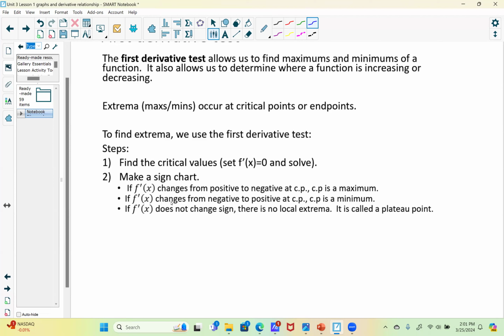And then that sign chart is going to help us see where the derivative is positive and where it's negative. And then we know that if our derivative changes from positive to negative, our critical point is a max. If it changes from negative to positive, our critical point is a min. And if it does not change, then there's no local extrema. And again, it's called a plateau point.